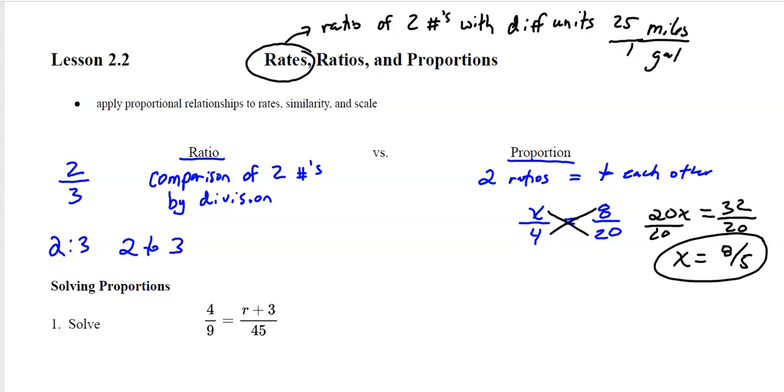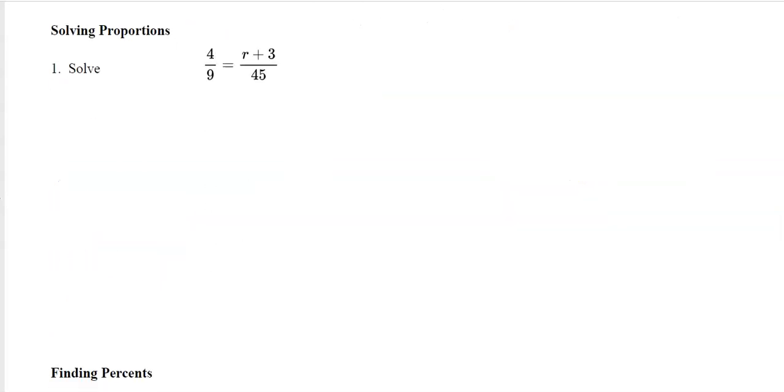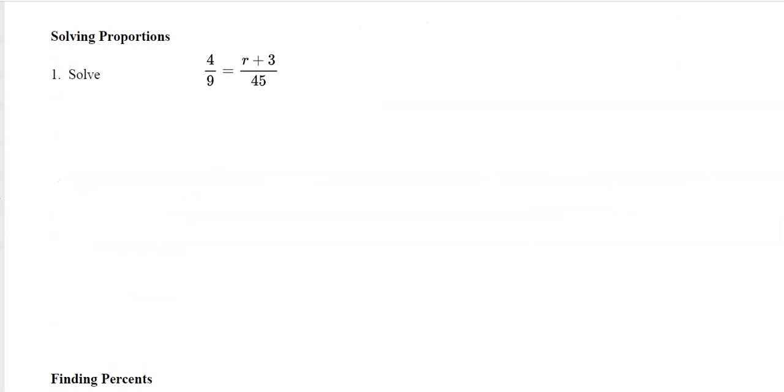All right, so let's get into some examples. Number one, solve a proportion. I chose this one just because it looks a little bit tougher. You have an algebra expression on top. So we're going to cross multiply. 4 times 45, well, that's 180. And then go the other way. You have to almost think of it as distribution. So I have to do 9 times r and 9 times 3. So that's 9r plus 27.